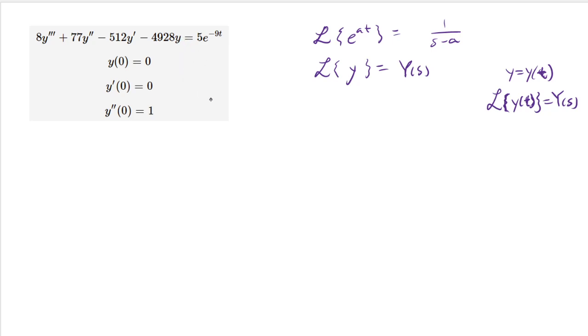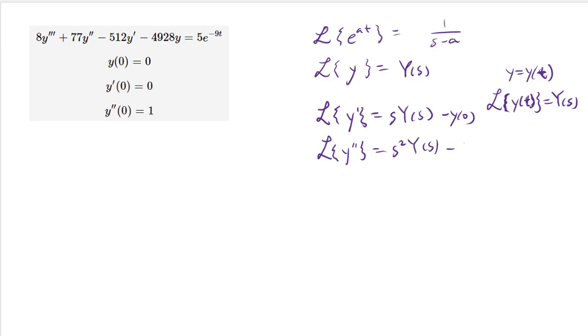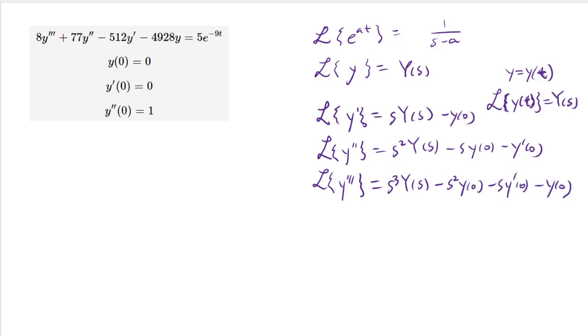Okay, so anyways, with this, the Laplace transform of y prime is s times Y of s minus y of 0. Laplace transform of y double prime is s squared Y of s minus s y of 0 minus y prime of 0. And Laplace transform of y triple prime would be s cubed Y of s minus s squared y of 0 minus s y prime of 0 minus y double prime of 0.